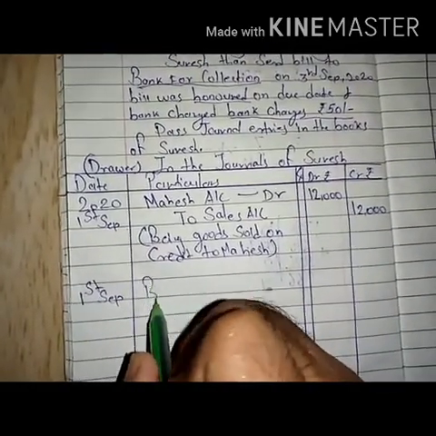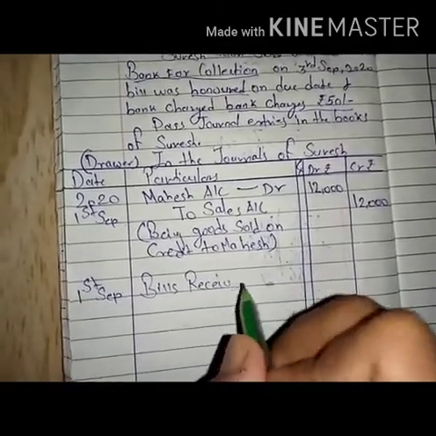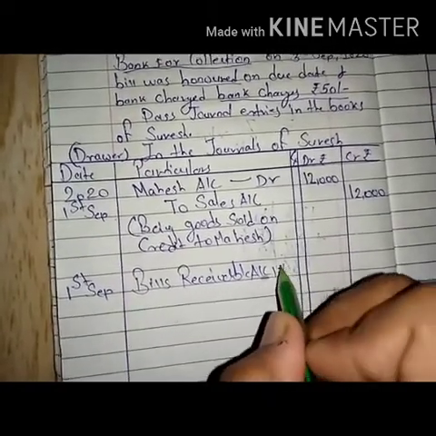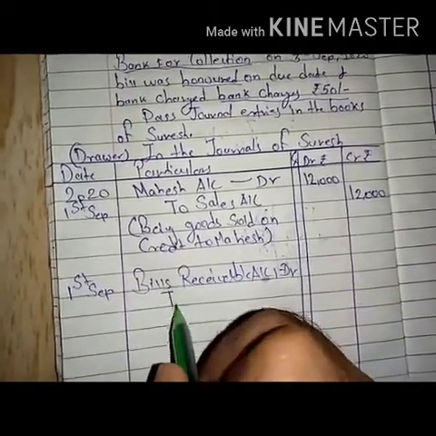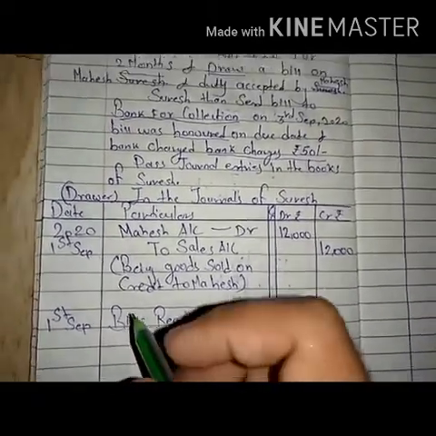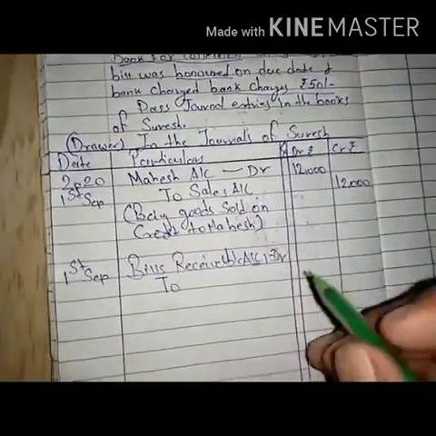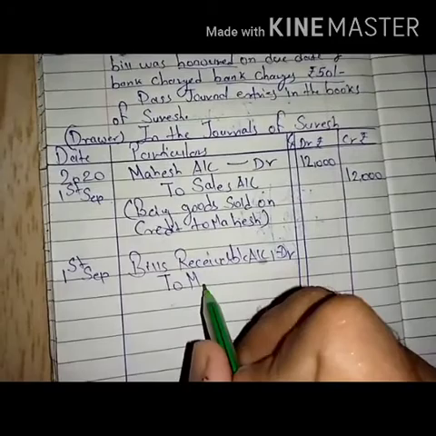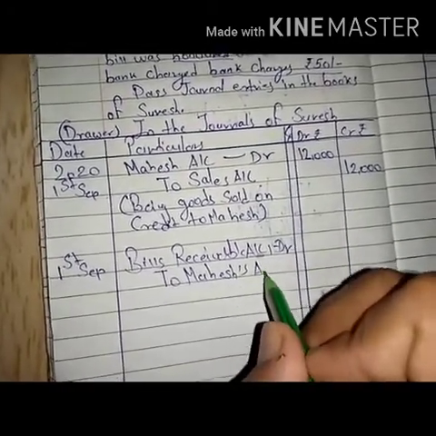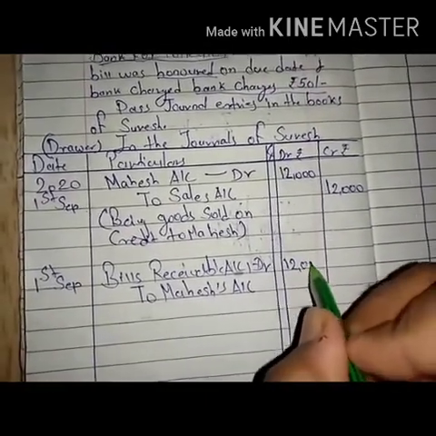Bills receivable account debit to, this bill, who will pay the money of this bill? Mahesh will pay Suresh. Mahesh is a personal account, so credit the giver is Mahesh. So to Mahesh account credit. How much is the amount? 12,000.